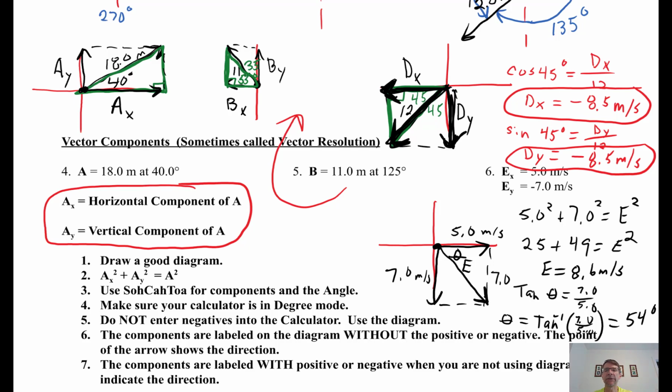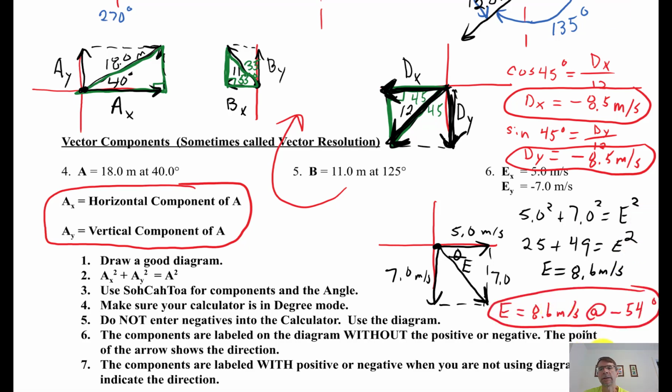I'm a little out of space here, but what you would do is say the answer is 8.6 meters per second. Let me pause. Yeah, so what you would say is that vector E is 8.6 meters per second at negative 54 degrees, or positive, what, 306 degrees? Same answer. And you can use this symbol for at.